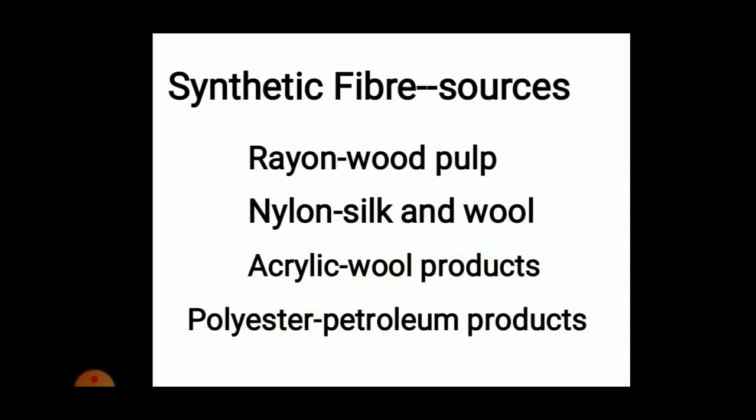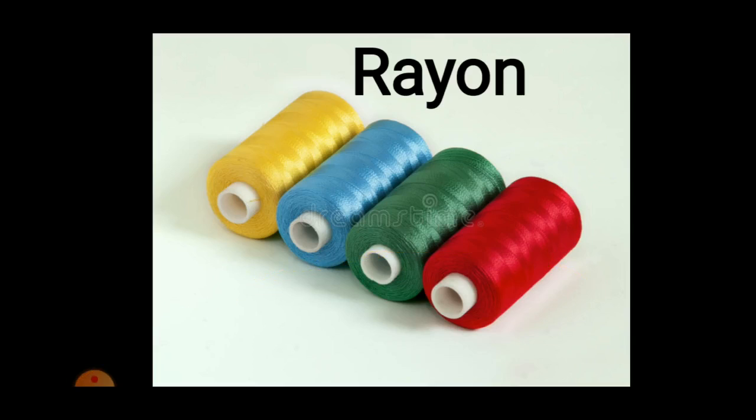Synthetic fibers and their sources. First one, rayon. Rayon is obtained from wood pulp. Nylon. Nylon is obtained from silk and wool. Acrylic. Acrylic fiber is obtained from wool products. Finally, polyester. Polyester fiber is obtained from petroleum products.